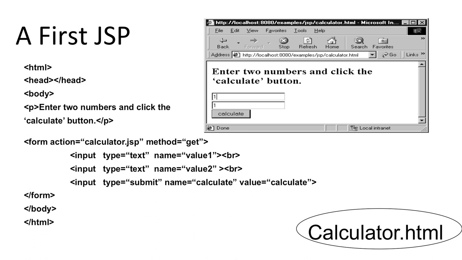So we have three input types, two are text boxes and one is the submit button. The first text box's variable name is value1, and the second one's variable name is value2. And we are writing here br, line break, by using the line break we will move to the next line. And finally we have the submit button, and the variable name of the button is calculator, and the value is the selection. So this caption will display. So this is the calculator.html.